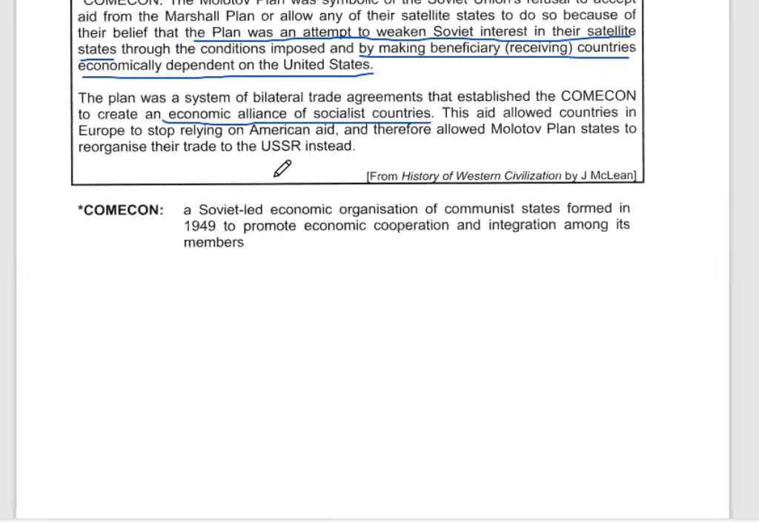It offered for the provision and the creation of an economic alliance of socialist states, which meant that they created trade arrangements. They were now in some form of trading blocs as countries of the socialist world because of the COMECON. And also this allowed countries in Europe to stop relying on American aid and therefore allowed Molotov states to reorganize their trade to the USSR instead. Those were the provisions of the COMECON.